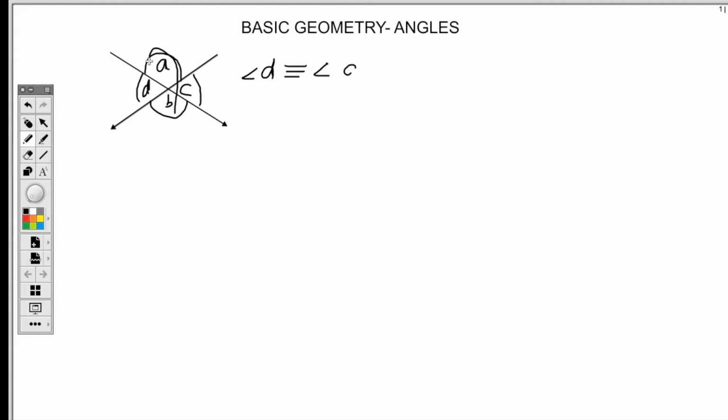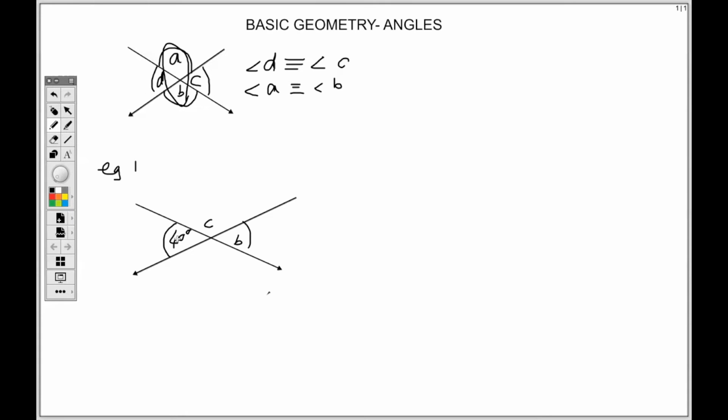Same case here, these are vertically opposite. So angle A is the same as angle B. So whenever we see two lines intersect, the vertically opposite angles are equal. So two lines intersect, these angles are equal. Let's look at an activity.